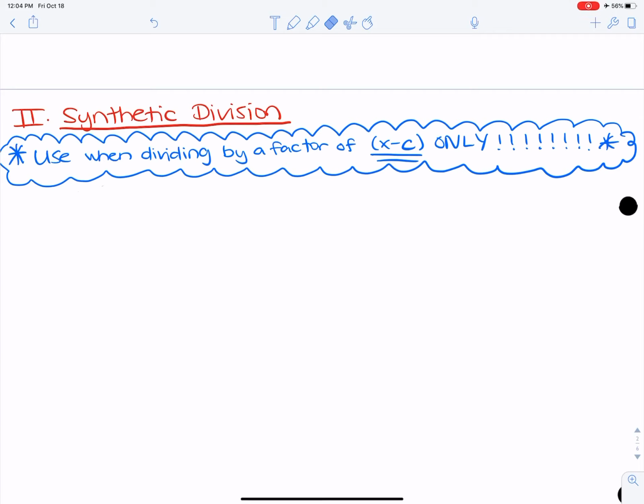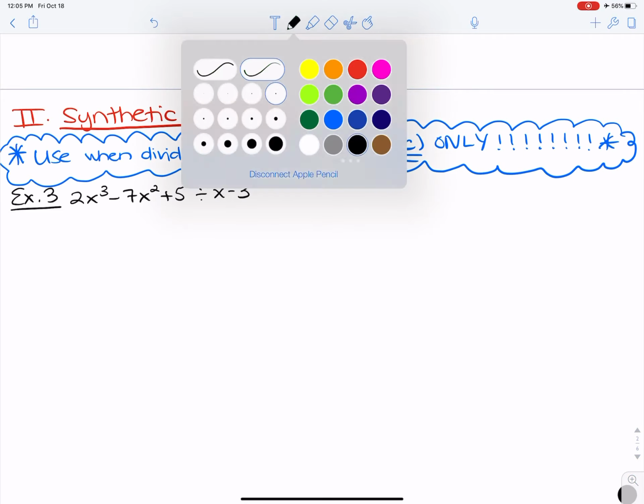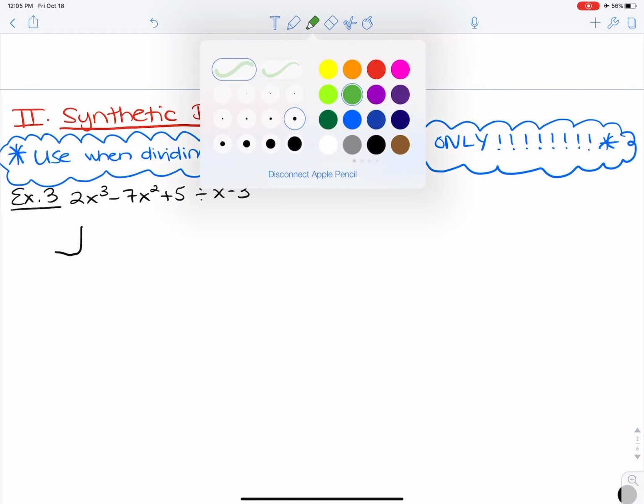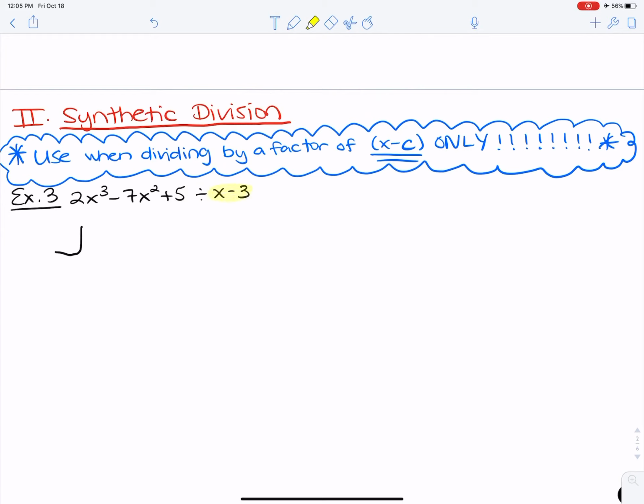So let's do some examples to refresh our memory on that. All right, we have 2x cubed minus 7x squared plus 5 divided by x minus 3. Step 1, let's set up our synthetic division. You put your number inside, and so technically you're going to divide by the opposite of what you see. So we're going to divide by a positive 3.